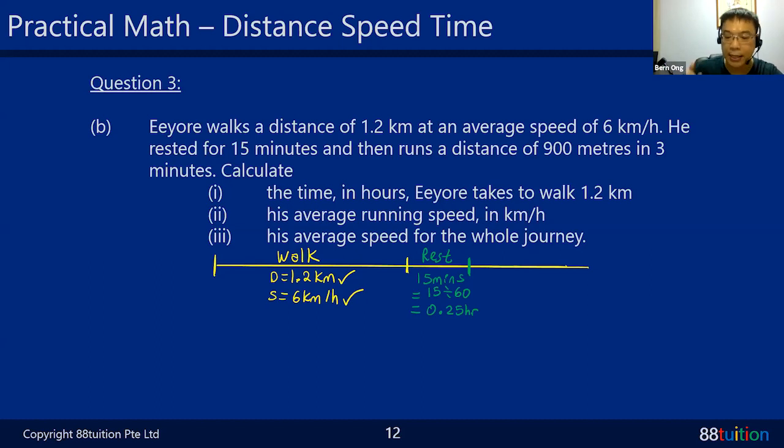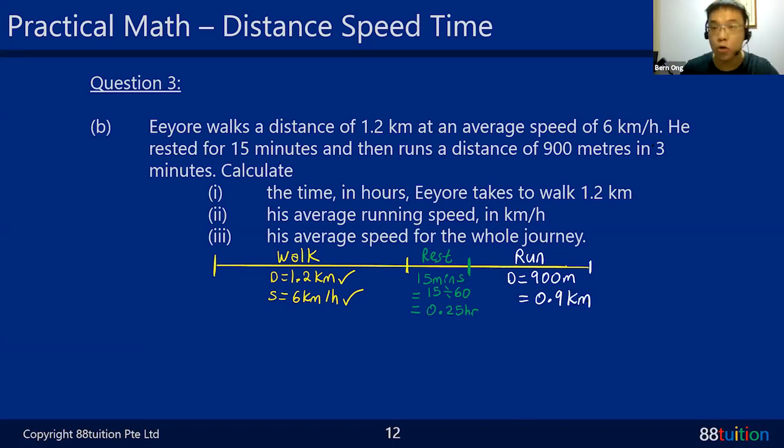He rested already. Then he runs a distance of 900 meters. Wow, you can run. My goodness. A distance of 900 meters. But wait, I don't like meters. I like kilometer per hour. So this 900 meter, I have to change to kilometer. Use your own initiative. Meters to kilometer, divide by 1,000. You go backwards 3 times. It is 0.9 kilometer.